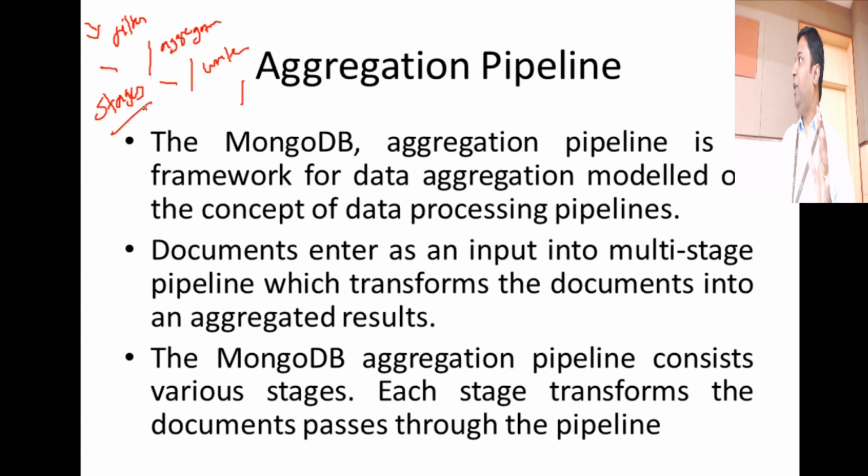The first stage may be just taking out the records we need for the aggregation. The second stage may be just projecting the fields that we need for the aggregation. The third stage may be finding the aggregated values, accumulated values. And finally, the final stage will be writing the data to the output. Documents enter as input into a multi-stage pipeline which transforms the documents into aggregated results. The only thing you have to keep in mind with the aggregation pipeline is you have several stages, the documents pass through each stage, and then finally we write it to the output.